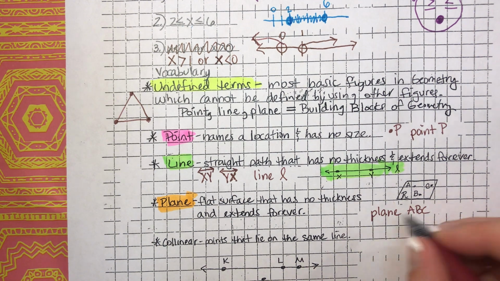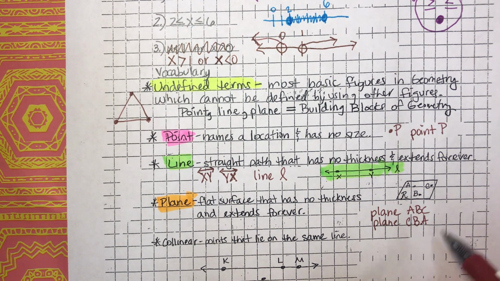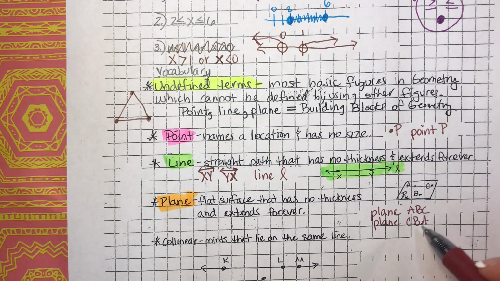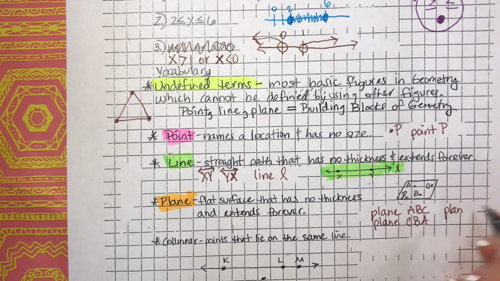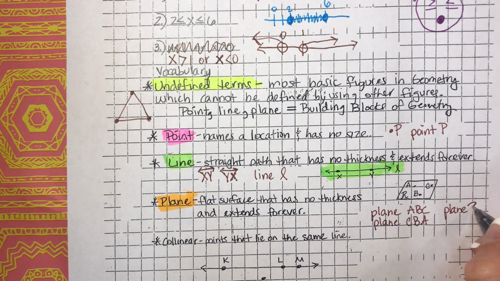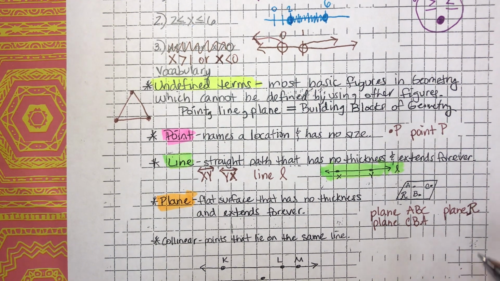Or you could do it in any order, like plane CBA. It means the same thing, right? The order of the points doesn't matter. But I always like to have them in alphabetical order. It's the most straightforward. It goes with the answers in the back of the book and the tests and the quizzes and things like that. So that's how I do it. Also, you could just write it like this: plane R. I tried to do a fancy R. That would be another way to describe this plane. So those are some different ways to do it.